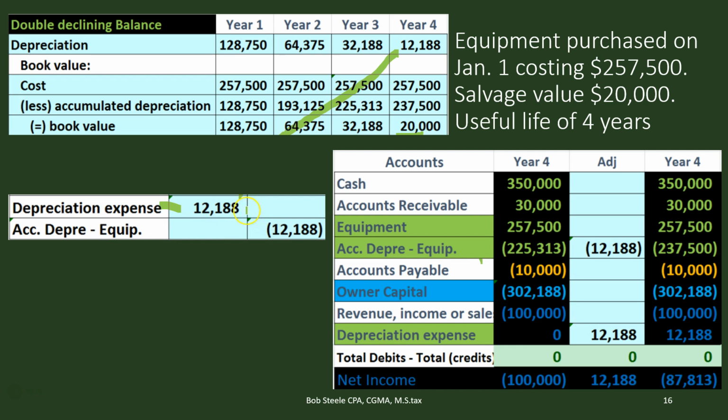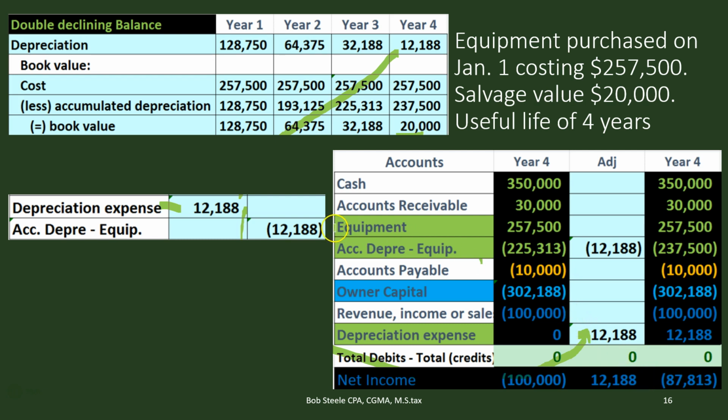If we post that, then the debit will go here. Depreciation expense goes from 0 up in the debit direction to 12,188. Effect on net income: revenue less the expense brings net income down to 87,813. That is revenue, that's not an expense. Revenue is winning. The credit's winning over the debit expense. So that is net income, not a loss.